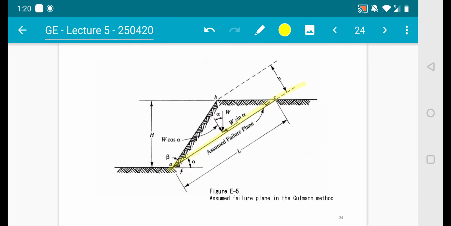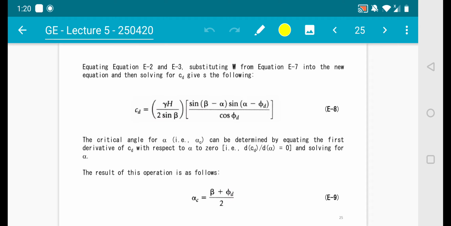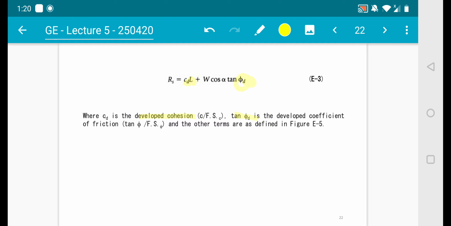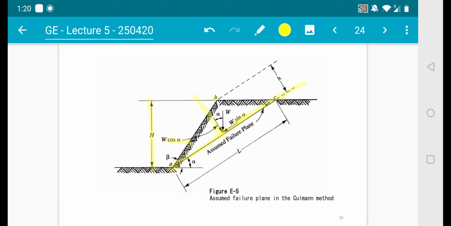Okay, and this is the distribution of parameters. You have your H, B, A, C remains the same, and how the forces go down here is the same. The addition is just on this part, where you have your cohesion over here, CD, the developed cohesion.